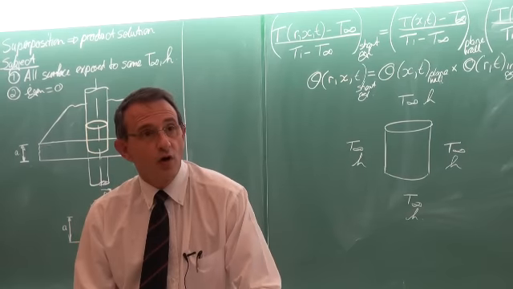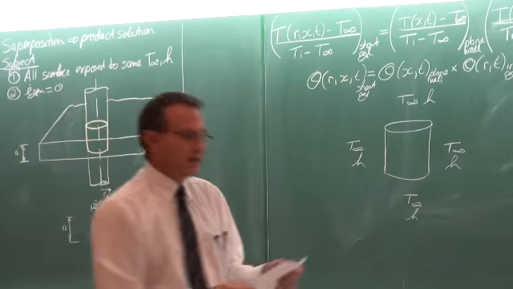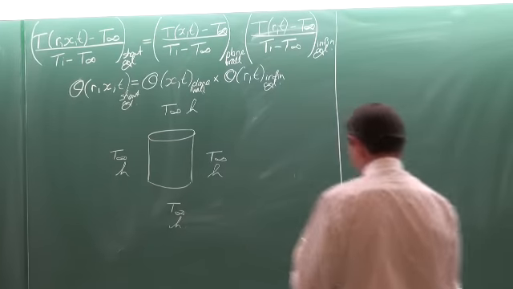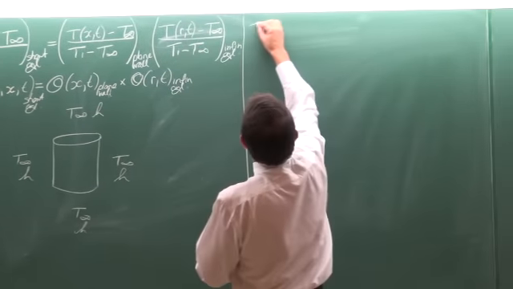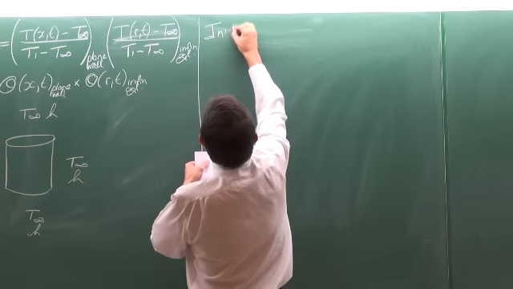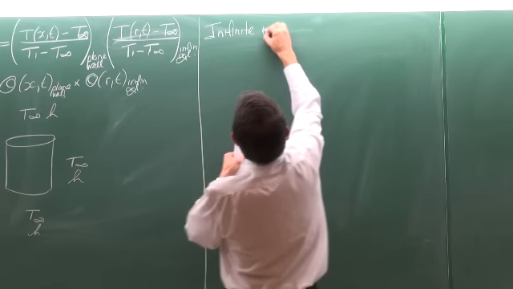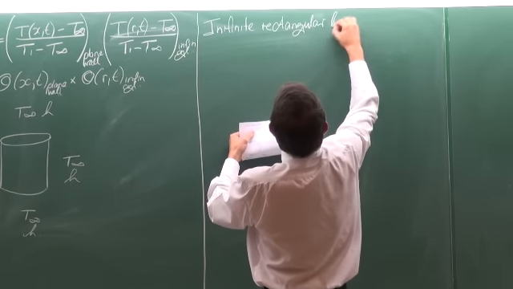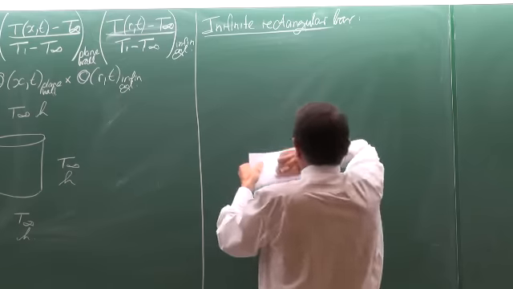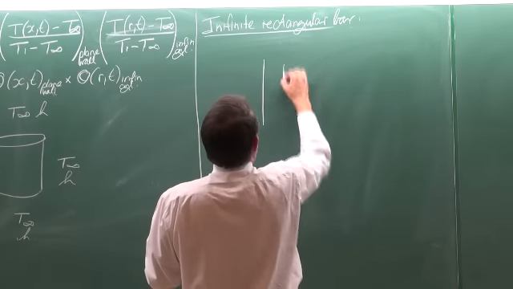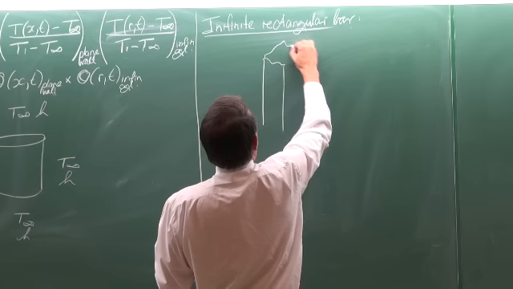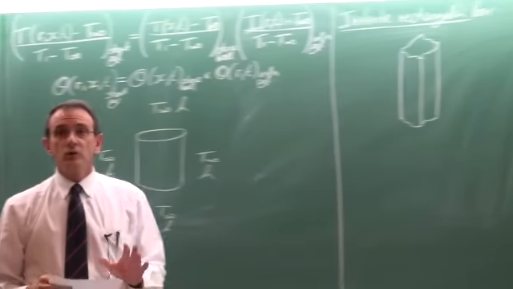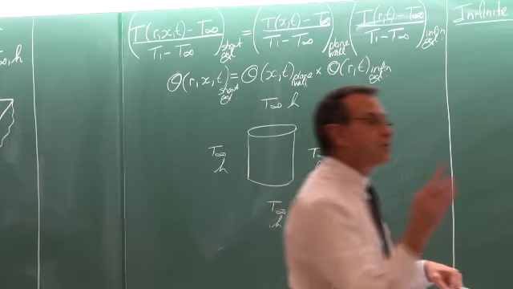In terms of an infinite rectangular bar, if we are interested in an infinite rectangular bar, let's suppose we draw it like that, then that would be the solution of two plane walls.